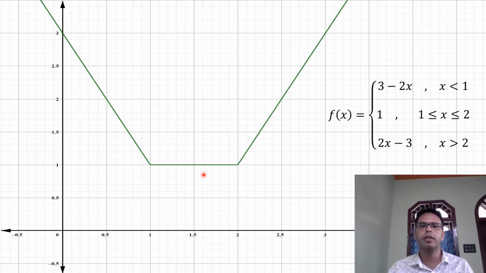Take 1.7, that is also 1. For all values between 1 and 2, f(x) is always equal to 1. Between 1 and 2, f(x) is always 1. We got this part. But as we cross the point 2, we come here, and at the point 2 it is continuous. There is no gap here, we have already proved it is continuous. So after crossing 2, f(x) is equal to 2x minus 3.